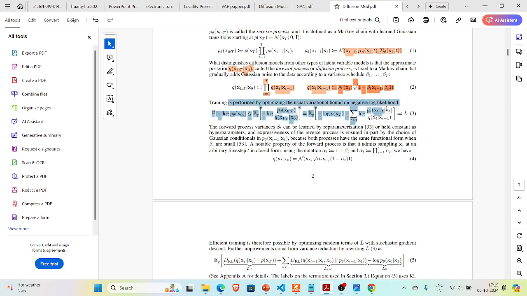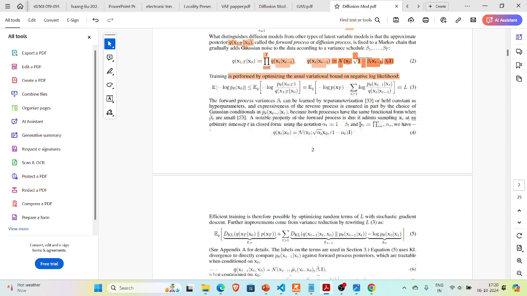From the VAE paper, you would remember that this expectation is less than this, so we used an extra minus here. Otherwise it is greater than or equal to. Writing this, you can get this one. The product changes to summation in log, since log is applied over it. Now the forward process beta t can be learned by reparameterization or held constant. So we can define it like that, it is up to us.